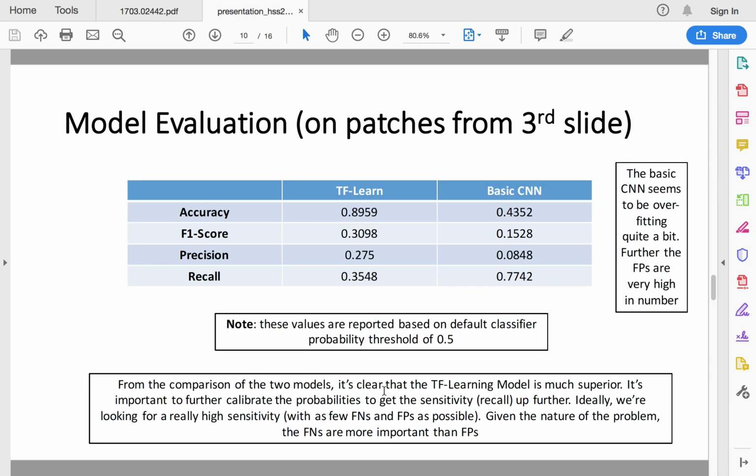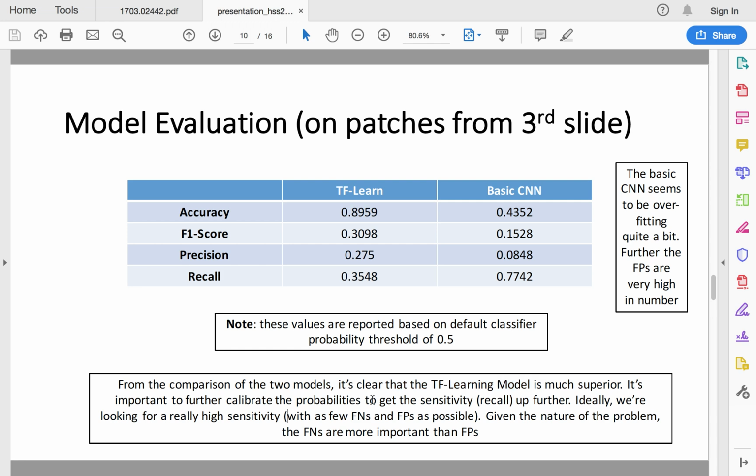these are the scores for the transfer learning based model and the basic CNN. These values are reported based on the default classifier probability threshold of 0.5. The basic CNN seems to be overfitting quite a bit. Further, the false positives are very high in number. This can be seen because of low precision. And from the comparison of the two models, it is clear that the transfer learning based model is much superior.